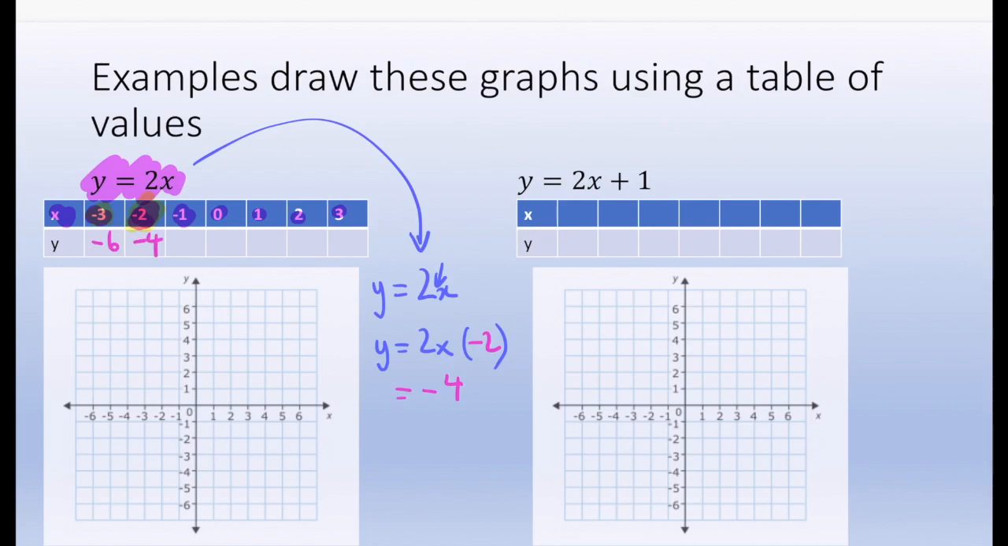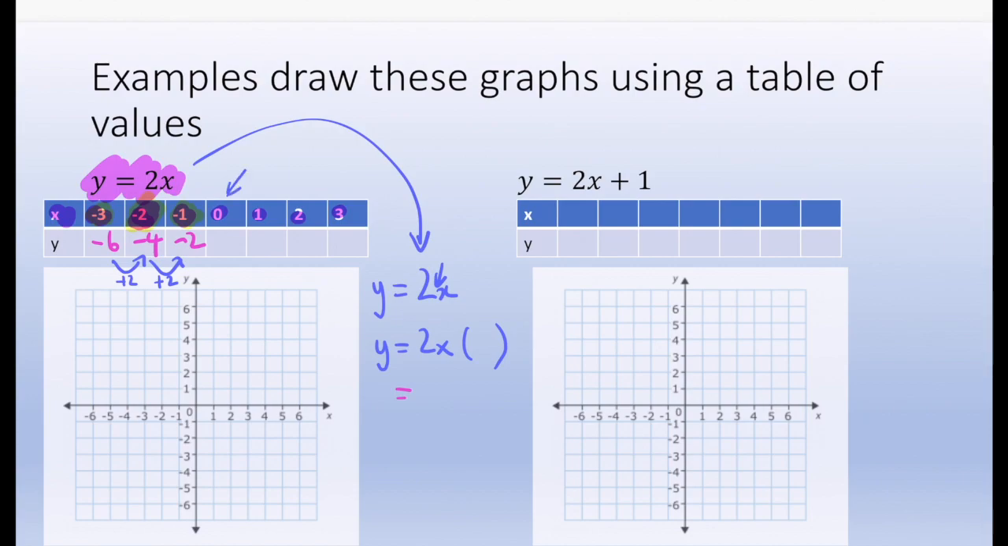And I'm going to continue doing this. The next number is -1. So just so you see, it's -1 that I'm popping in. So y equals 2 times -1 equals -2. So let me put a bit better there. So it's -2. And by now you should see a pattern. It's actually going up by 2. It's really, really important that we recognize that pattern. There should always be a pattern with these ones, the linear ones.